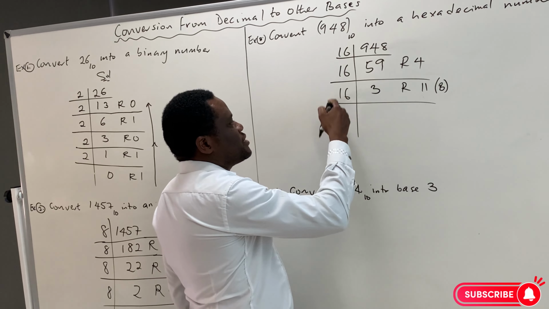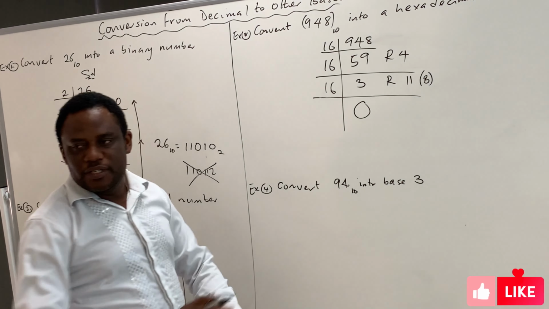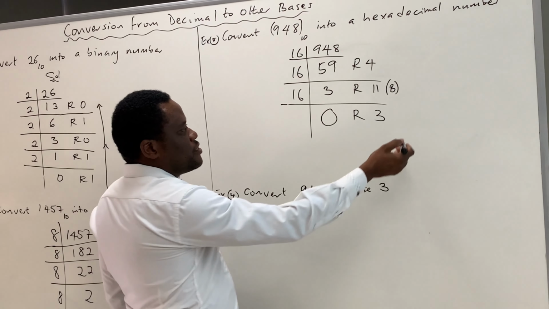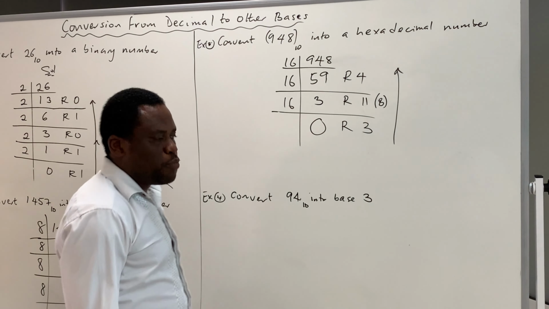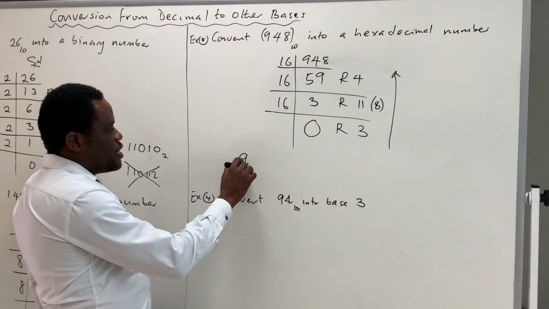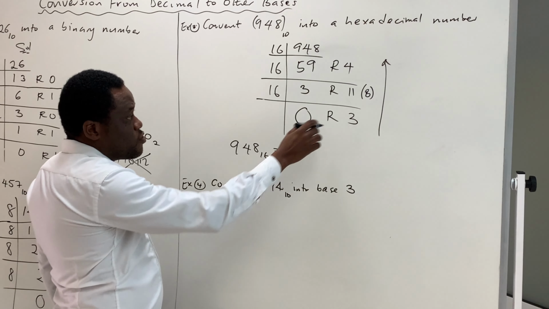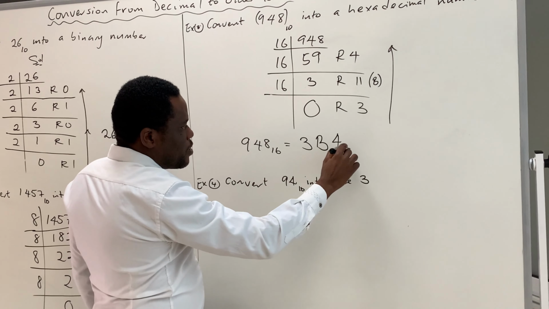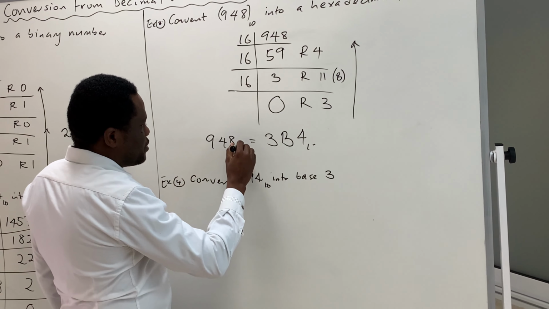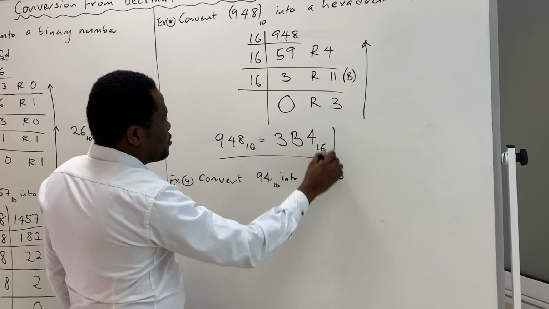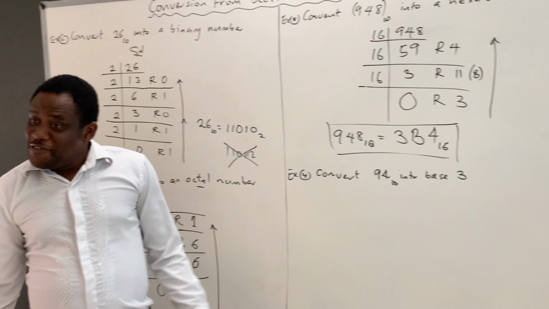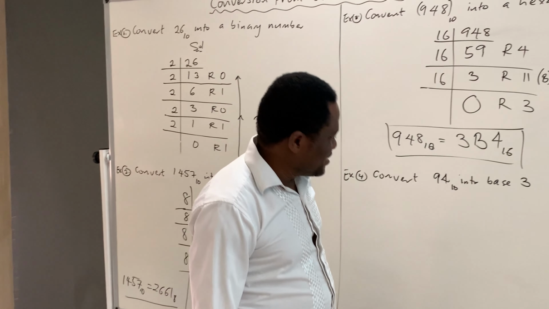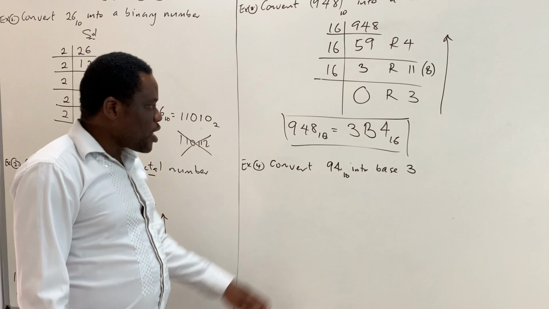Again, 16. Can 16 go? Not possible. It has reached the destination. So, remaining 3. Now, read bottom up. You can say 948 in base 10 is equivalent to 3B4 in base 16. This is base 10 and this is base 16. Finito. Finito Italiano. That is Italian language. The last question.